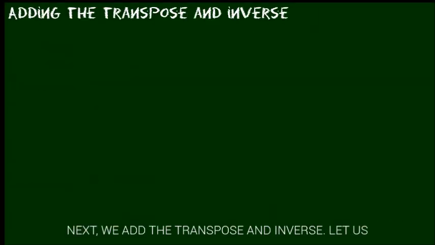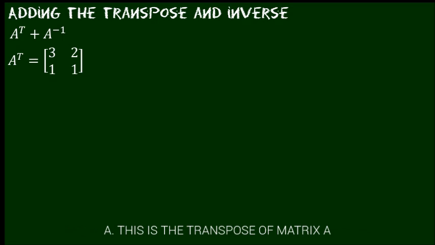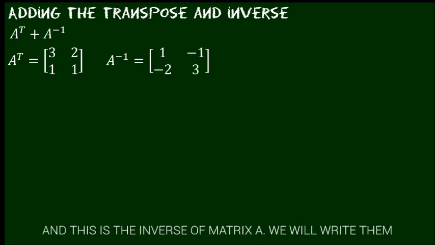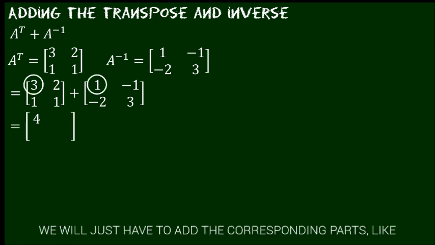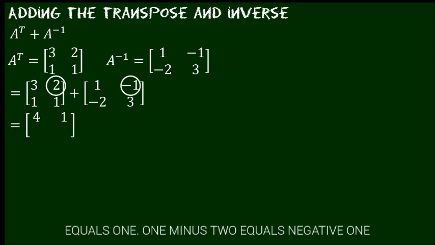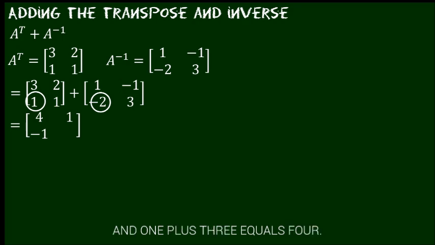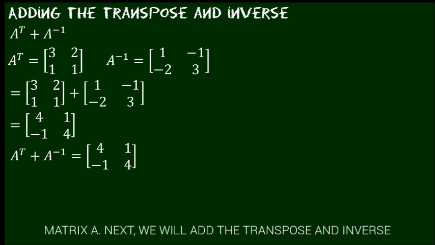Next, we add the transpose and inverse. Let us first add the transpose and inverse of matrix A. This is the transpose of matrix A, and this is the inverse of matrix A. We will write them together like so. And to add two matrices, we will just have to add the corresponding parts, like 3 plus 1 equals 4, 2 minus 1 equals 1, 1 minus 2 equals negative 1, and 1 plus 3 equals 4. That is the sum of the transpose and inverse of matrix A.